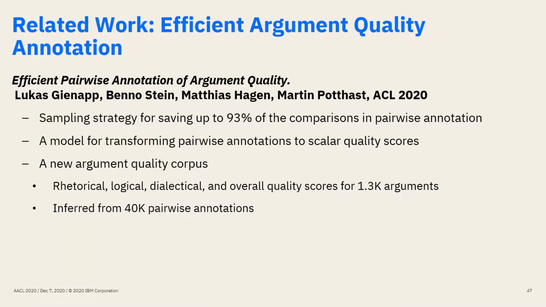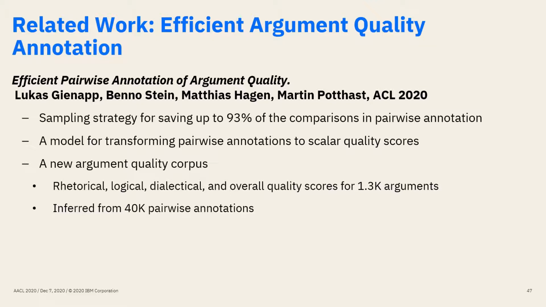The last work I would like to mention is by Gienapp et al. from ACL this year. This work addresses the quadratic complexity of pairwise annotations. They propose a sampling strategy for saving up to 93% of the comparisons in pairwise annotations, and a model for deriving scalar scores from pairwise annotations.